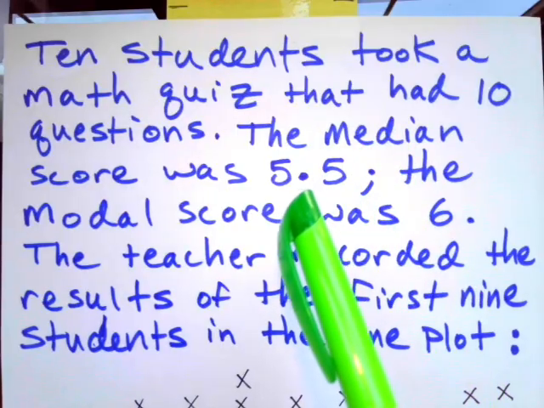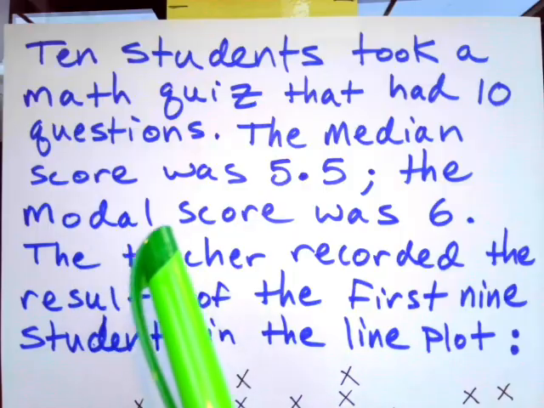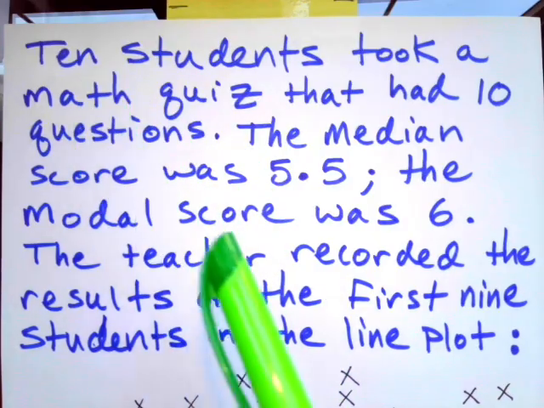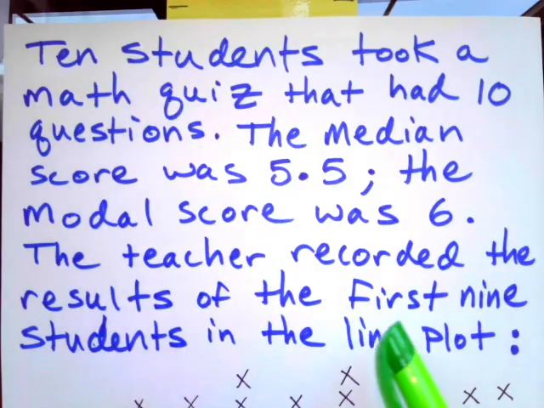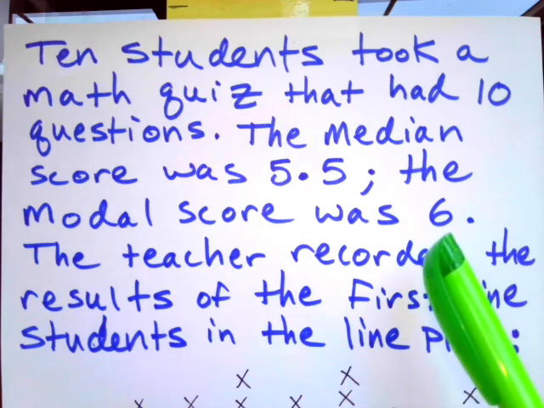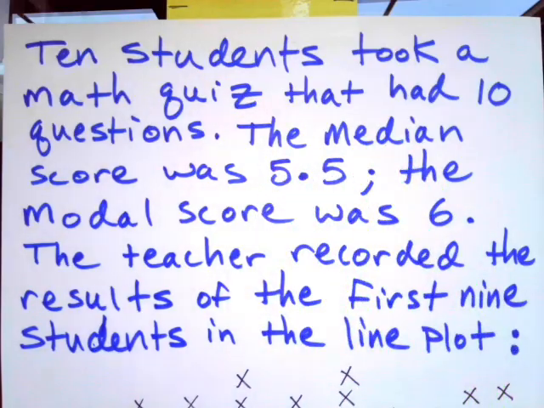Median means middle number. All right, so modal or mode is the score most often seen. Okay, so remember, there are 10 students. Only 9 of the scores were reported on the line plot. The score most often seen was 6, and the median or middle score was 5.5.